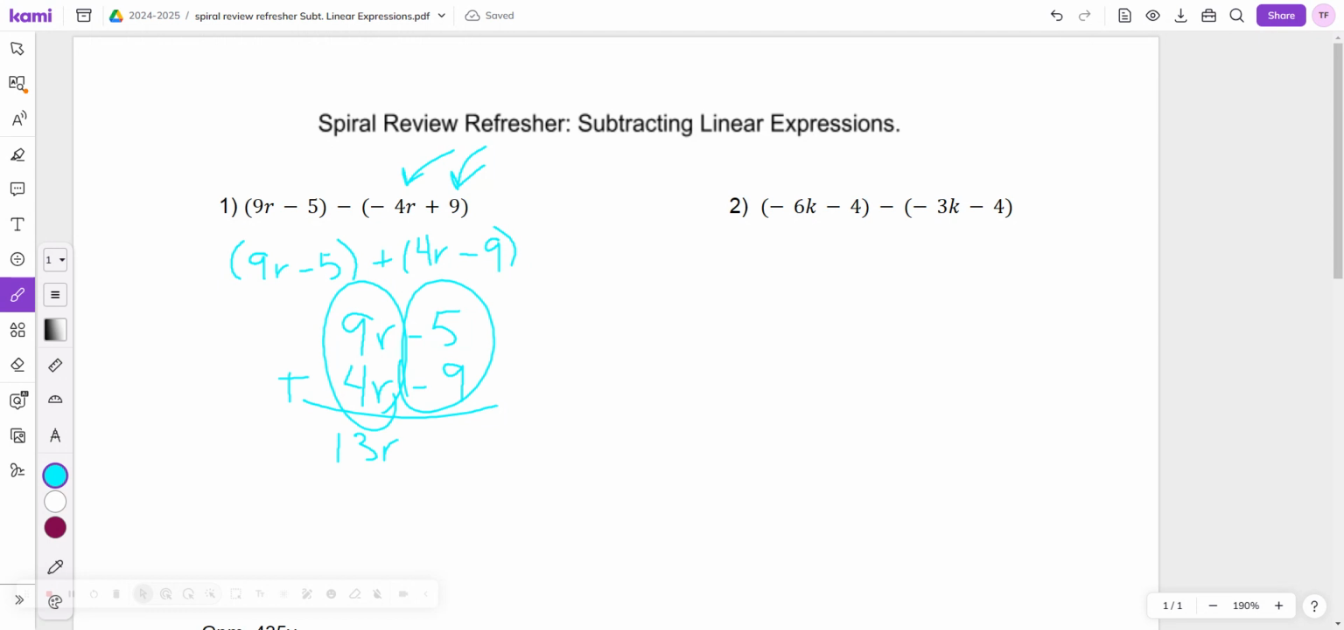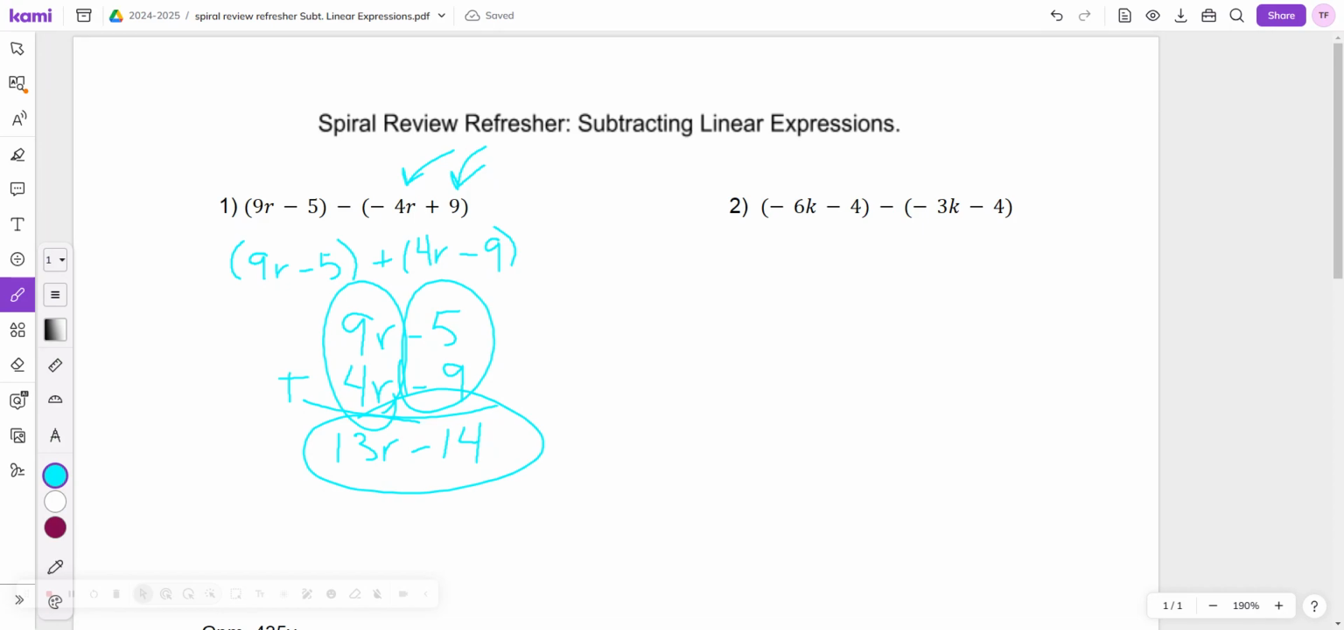So same signs. That means I add the two together. So that gives me 14. And then I'm going to use the common sign. So that means negative 14, or minus 14. Okay, so I can either write it as 13r plus negative 14 or 13r minus 14. And to be honest with you, this is the better way to write it. Okay? All right, let's go ahead and look at number 2.